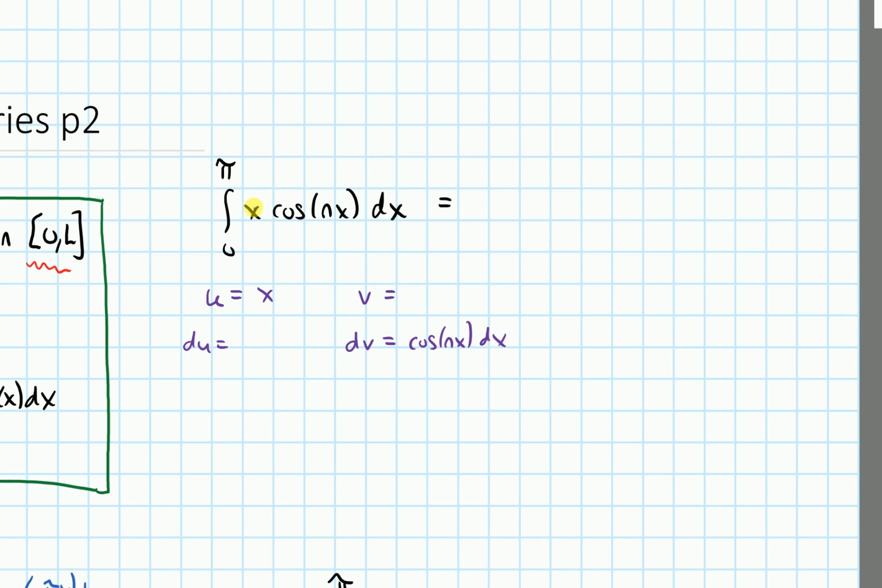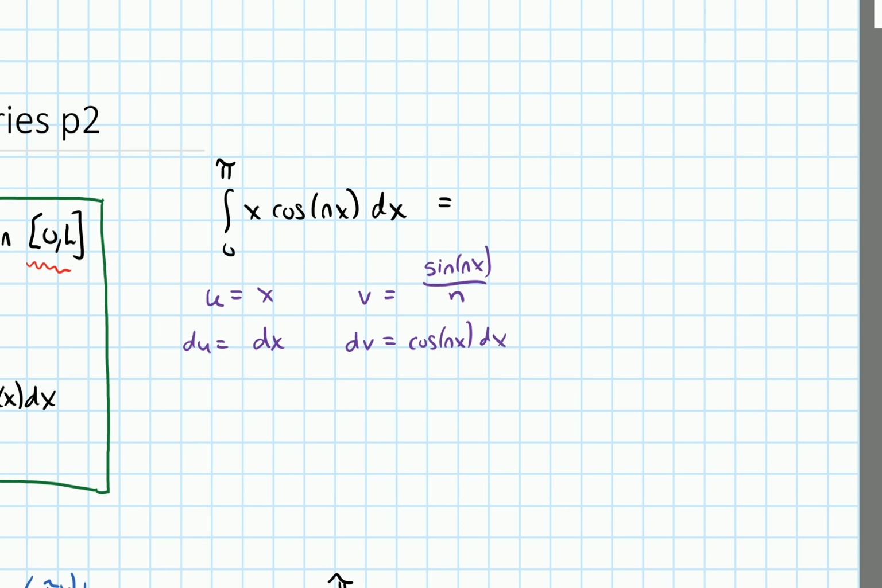So remember again, when we do integration by parts, when there's a polynomial term like x, we usually like to let that be u, because when we take the derivative of it and write du, that'll be a simpler polynomial. It'll have lower degree. So du, the derivative of x, is going to be 1 dx, or I can just write dx. And the antiderivative of cosine of nx is sine of nx over n.